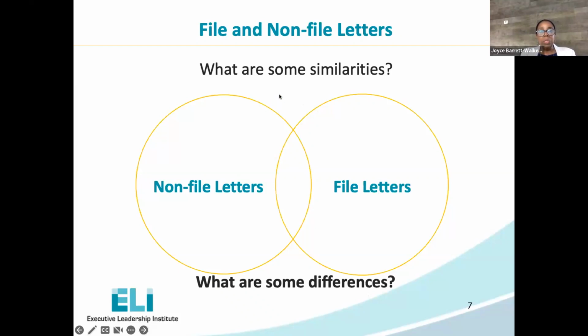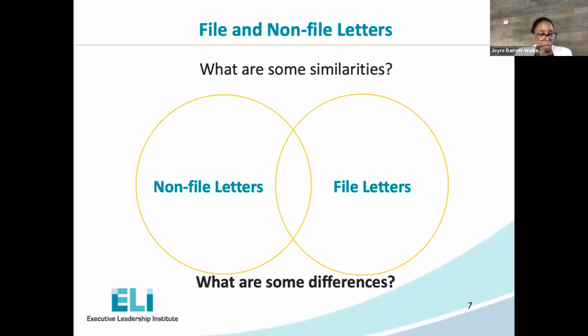File letters can be used at a hearing. And for non-file, I see counseling memos, reminders of policies, those things. And we have copies sent to legal. Okay, I'm going to stop right there. So those are some of the things that you mentioned. A non-file letter is not for file. A conference is not required for a non-file letter, and the teacher does not have to sign.